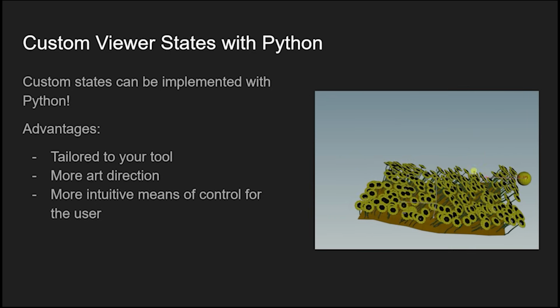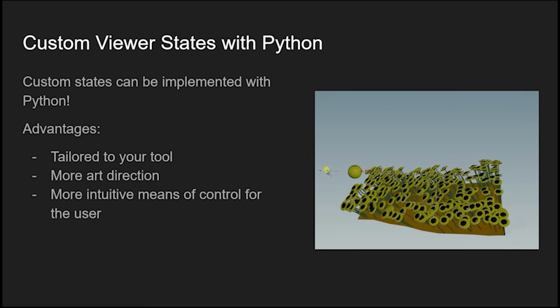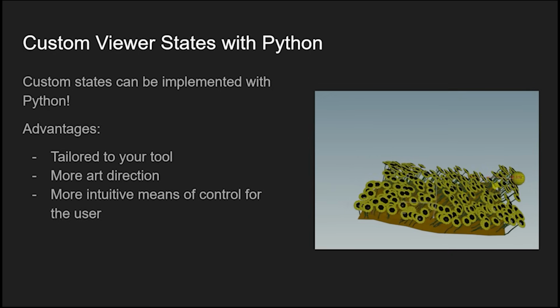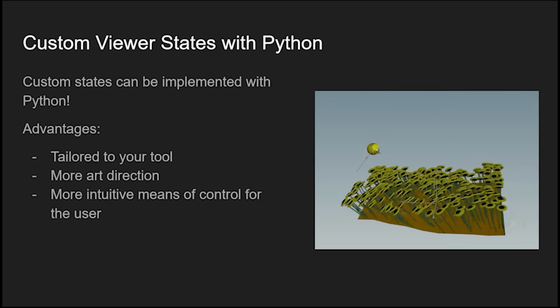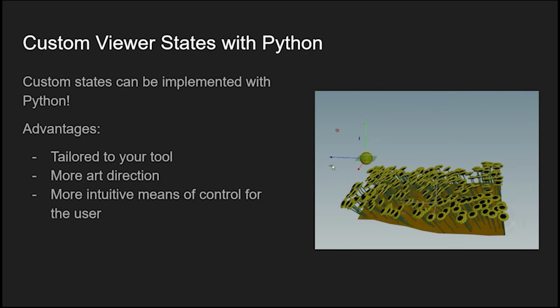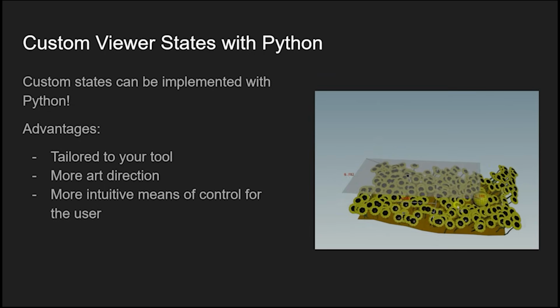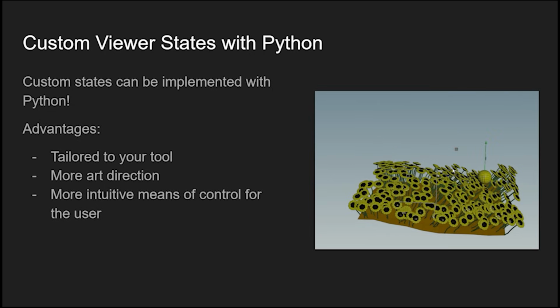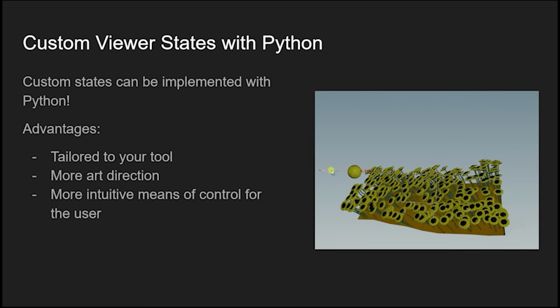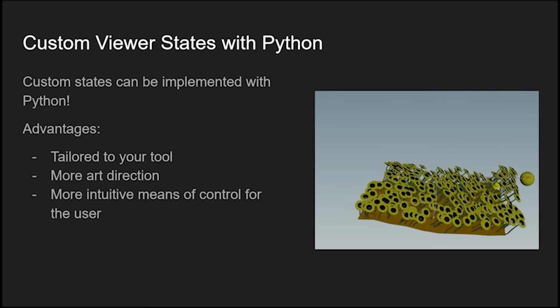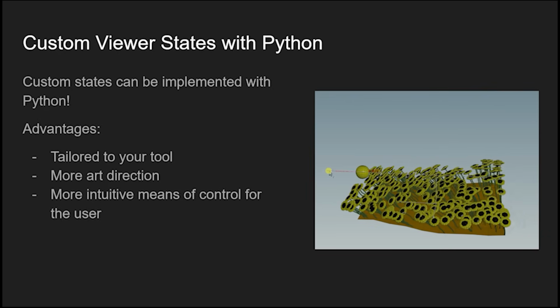So, what are some of the advantages of custom states? Well, first off, they're custom tailored to your tool, so you can add whatever interactivity that would best suit your goals. They will also allow for more art direction. In the instance of attribute paint, the state is allowing you complete control over the paint through the state. And then Python states can also be more intuitive for the tool user.